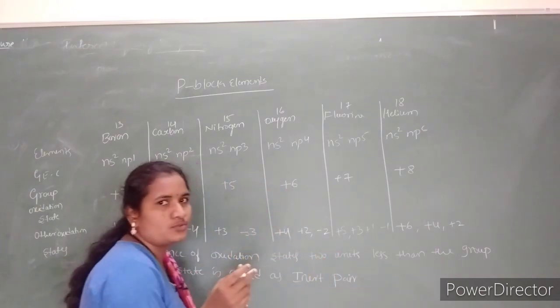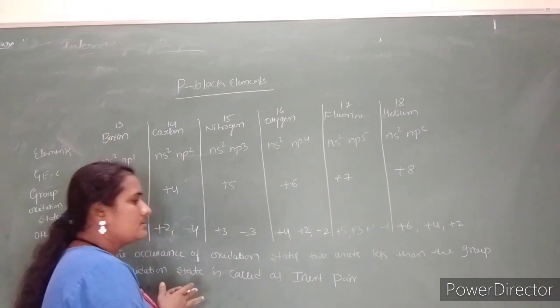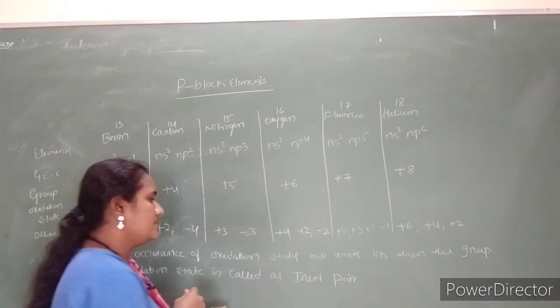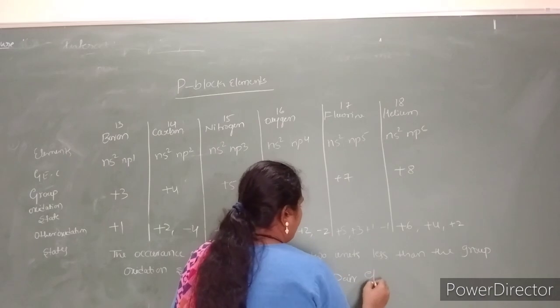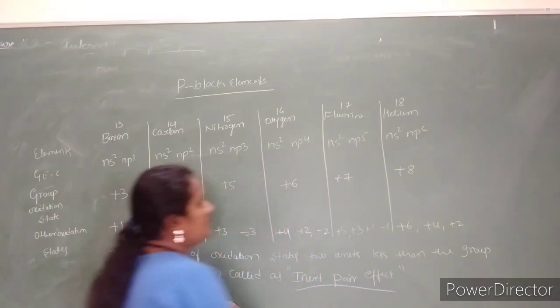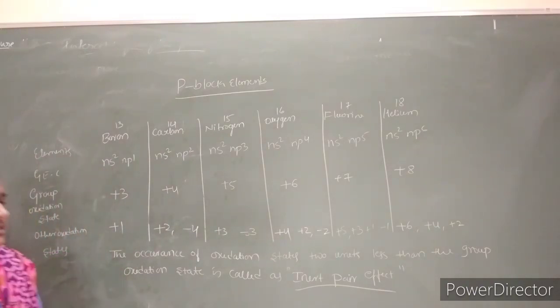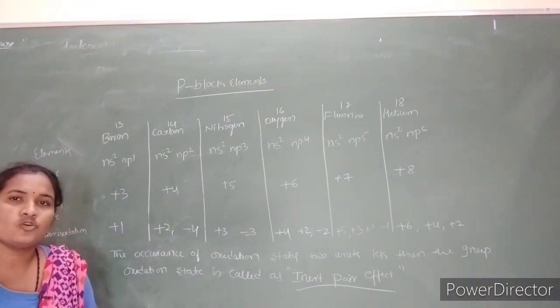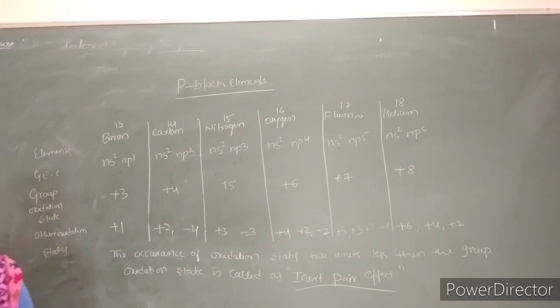Pair means 2, so that is why if the oxidation state is 2 units less, then it is considered the inert pair effect. It is a remarkable property of these p block elements. They exhibit variable oxidation states.